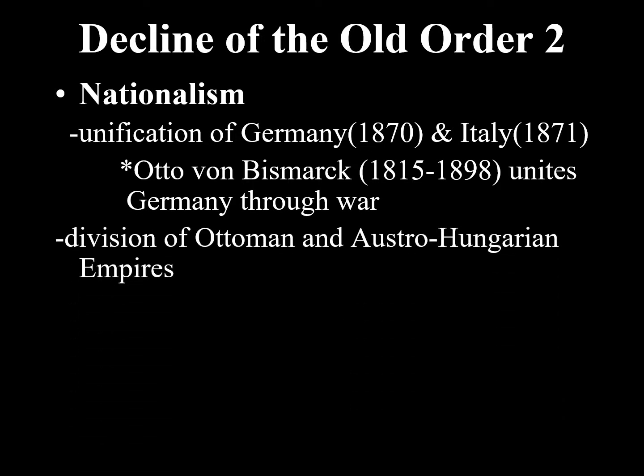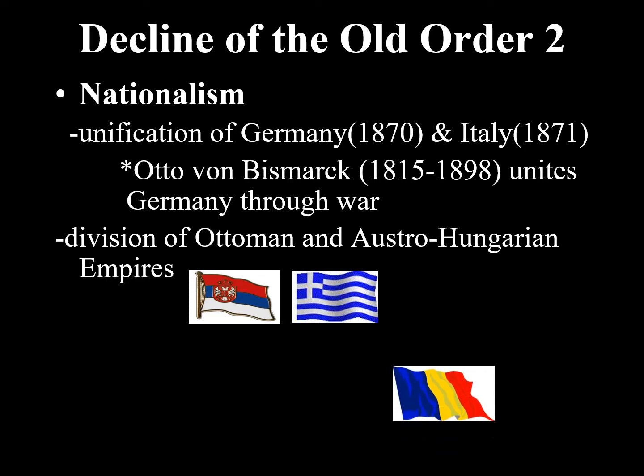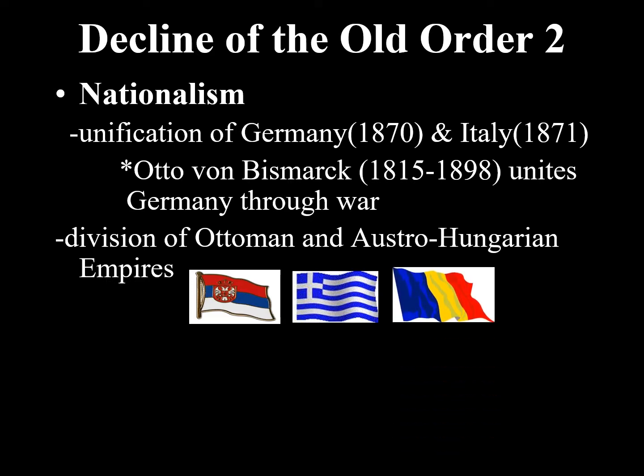Nationalism divided the Ottoman and Austro-Hungarian empires by mid-19th century. The Serbians, Greeks, and Romanians all becoming independent and lessening the strength of those empires.